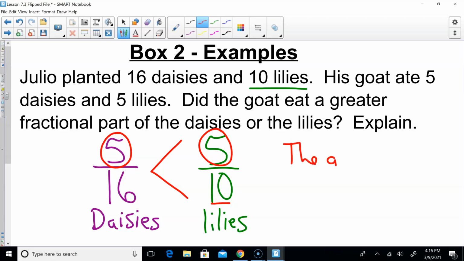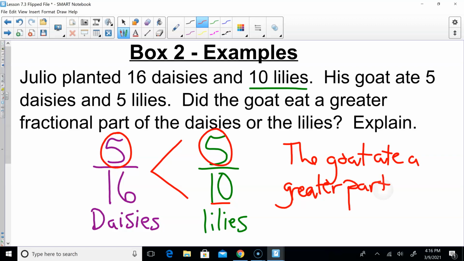The goat ate a greater part of lilies. So you can pause the video, write down the drawing, the explanation, and how we broke down those parts to make fractions from numbers in a word problem.